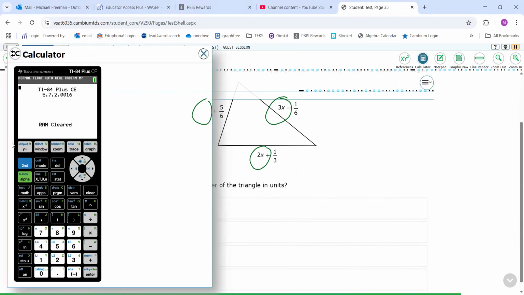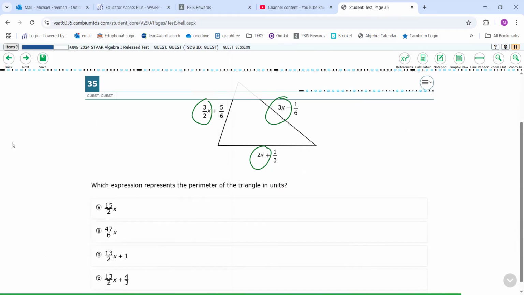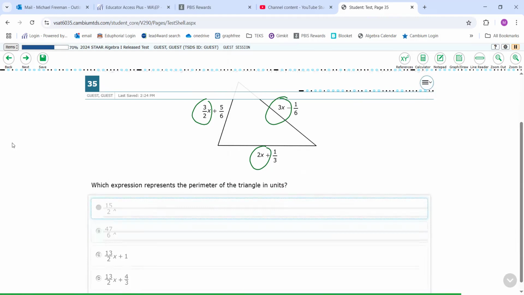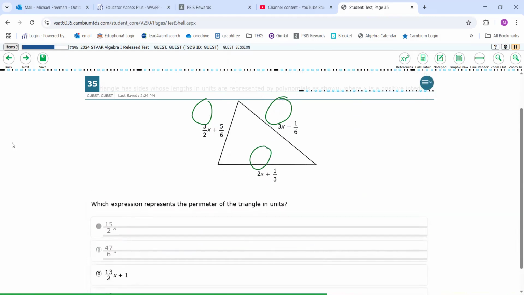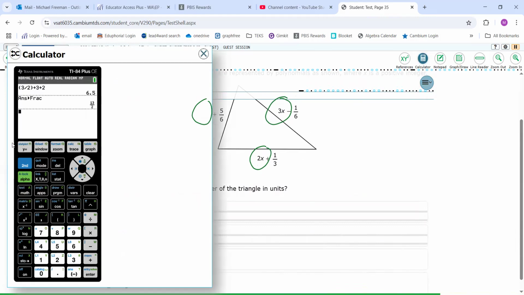All right, so let's see what that is. 3 halves is 3 divided by 2 plus 3 plus 2. And that's 6.5. All right, so we know how to turn a decimal into a fraction. We hit math, enter, enter. And so it should be 13 halves. So then right away, I know it's not this one or this one. So now we have to add together our three constants.